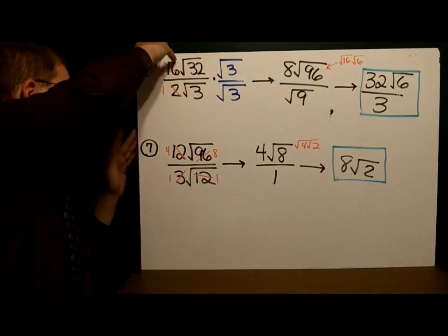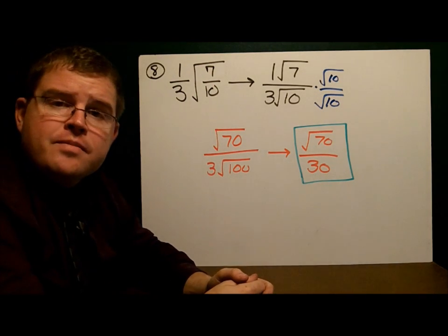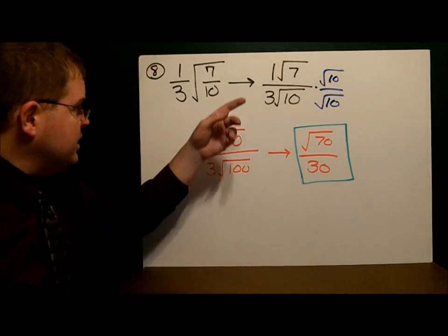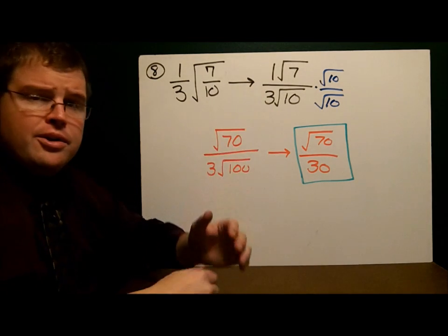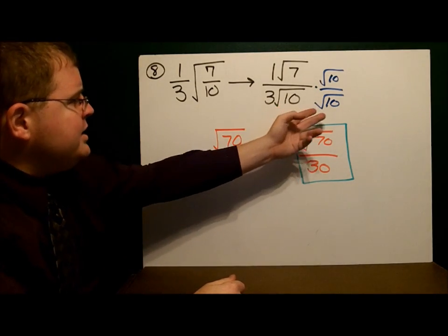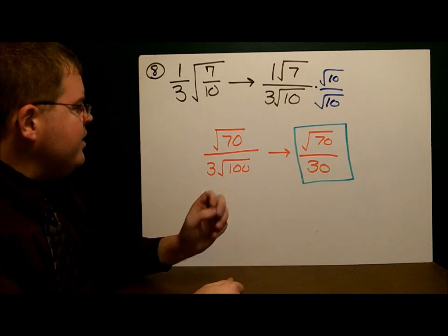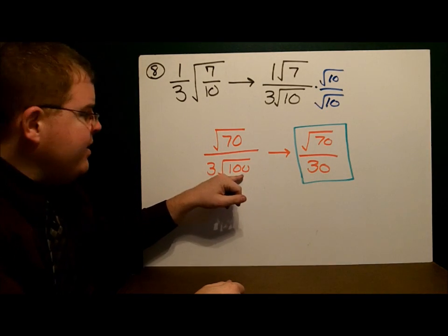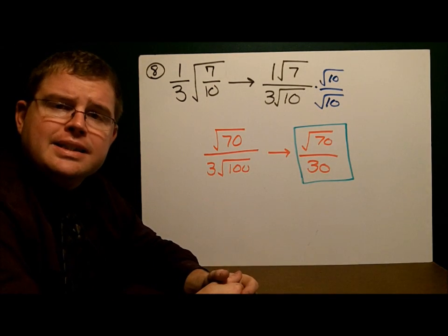Finally, example number 8, we have 1/3 times the square root of 7/10. Now remember, when we learned about division, we saw that we could break it into 2 square roots. So this is the square root of 7 over the square root of 10. Regular division doesn't do anything to help me, so I'm forced to rationalize. Square root of 10, so I'll do square root of 10 over the square root of 10. That gives me the square root of 70 over 3 square roots of 100. There's my perfect square. I'm really happy. That's 10. 10 times 3 is 30, and the square root of 70 does not simplify.